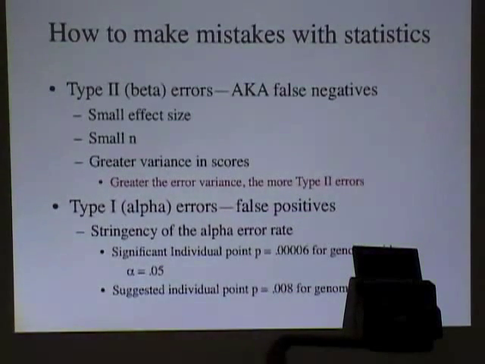Okay, small n, what's that mean? Small sample size. That will also contribute towards making these type 2 errors. The smaller the sample size, the more likely it is you'll make a type 2 error, get a false negative.